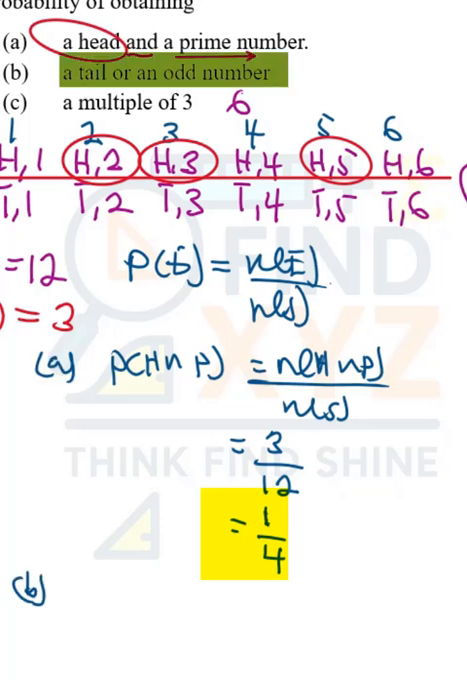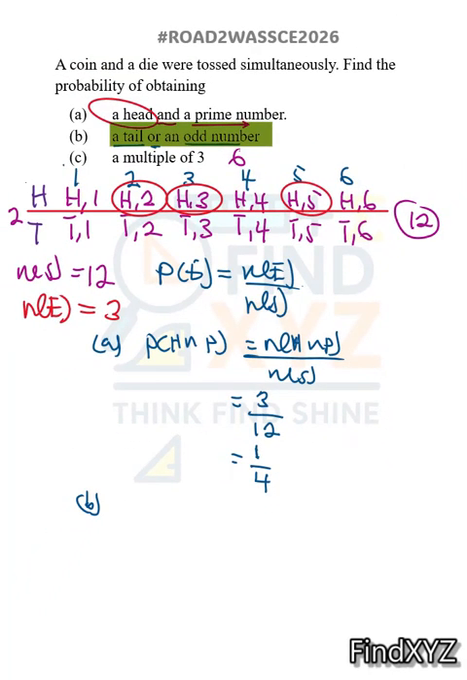Then B, the probability of getting a tail or an odd number. For "or" statements, it means that we are doing something called union. We are picking a tail, we are picking odd numbers, then we do union. With the union of a set, we don't count the same event 2 times. So let's look at a tail, then when we are done, we look at odd numbers, then we find the union of the 2 and write it as the number of events. So let's do the counting.